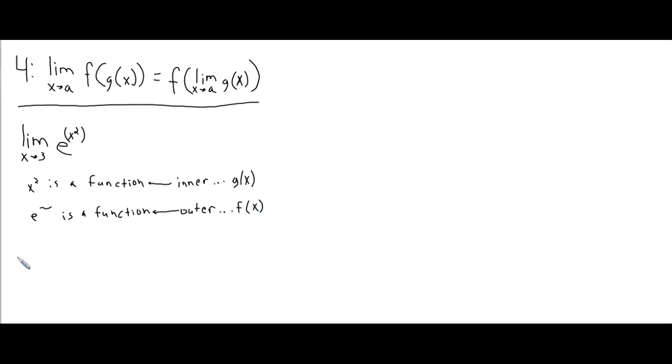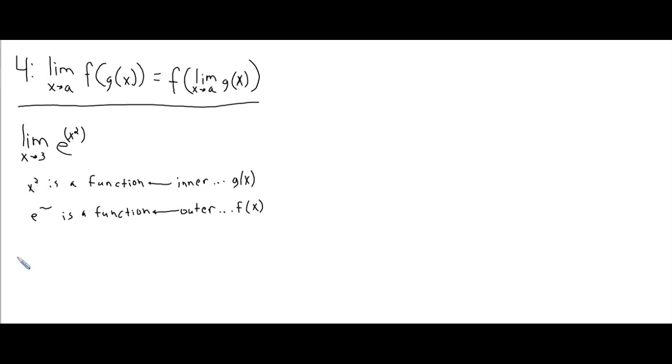So we're plugging in g of x into f of x, right? The x squared is going into that e to the something, so that makes it e to the x squared. What this property tells us that we can do is when we see something like this, the limit of a nested function, we can just take the limit of the inner function, in this case, the x squared, and remember, that's going to give us a number, right? It might give us 2, it might give us 4. It's just going to give us a number, and then we can just plug that number into the outer function. So it's just going to be e to whatever that number is.